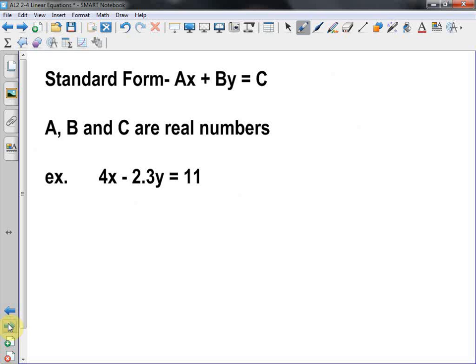Okay, next we're going to learn about another form. This one's called standard form, where it has ax plus by equals c, where a, b, and c are real numbers. Okay, so it means you can't put any imaginary numbers in there.